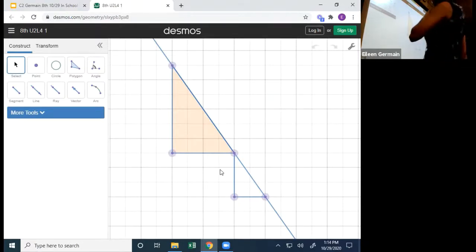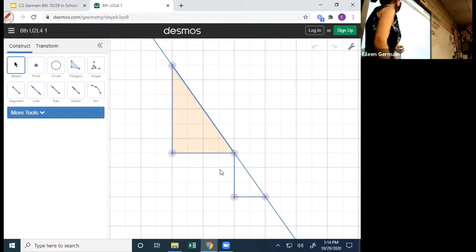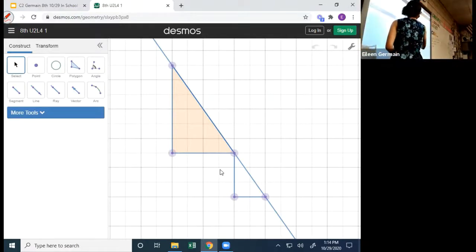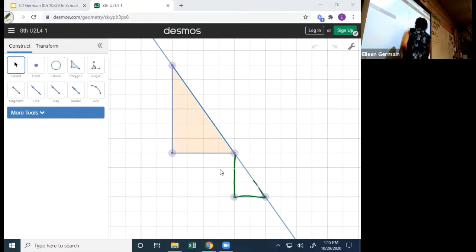Okay, so I have this shape right here. The orange shape is the one that we're starting with. So I have my orange triangle, and I want to do some sequence of transformations that will take the orange one to fall on top of this green one down here. I just threw it on here.